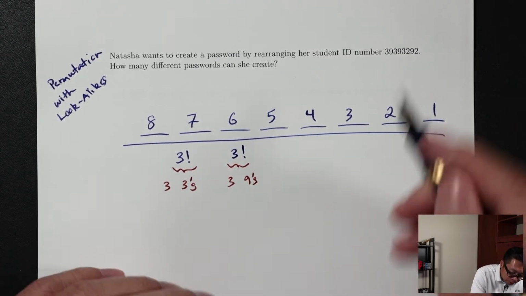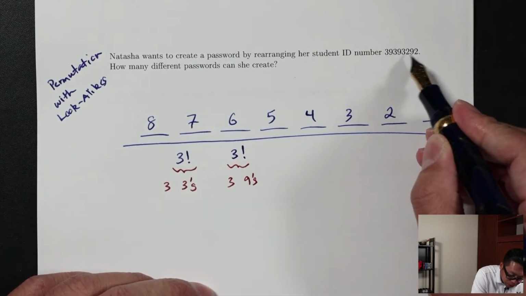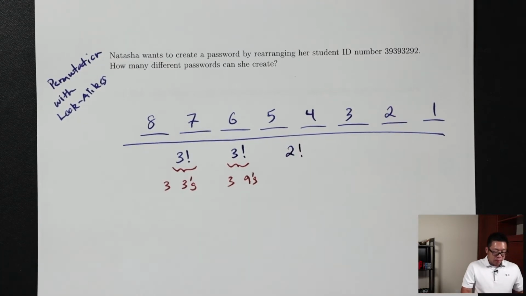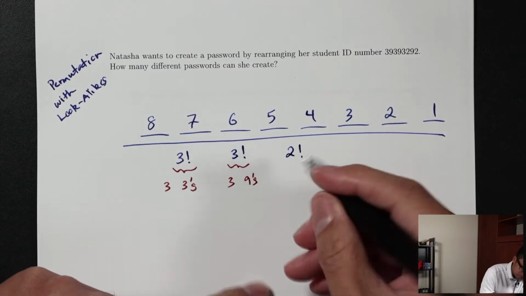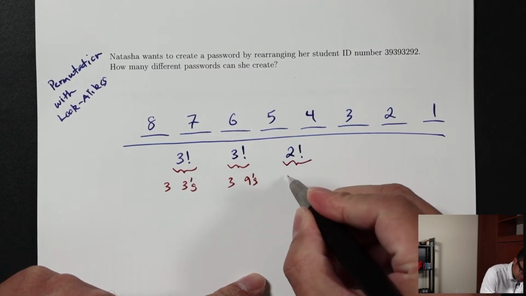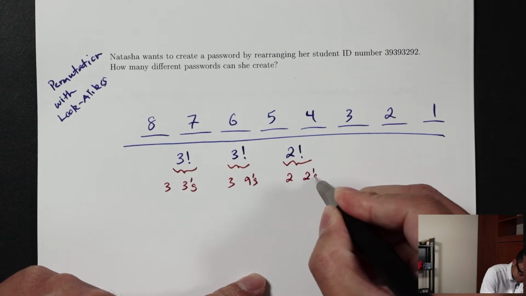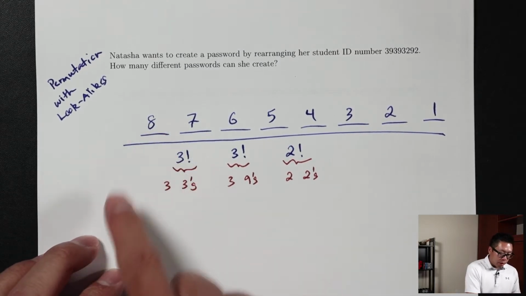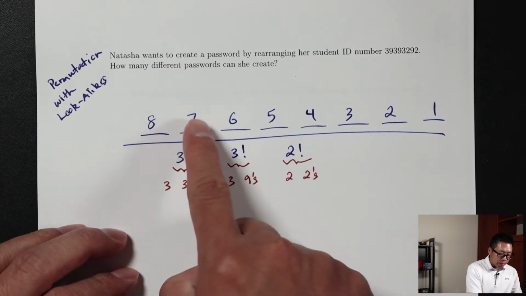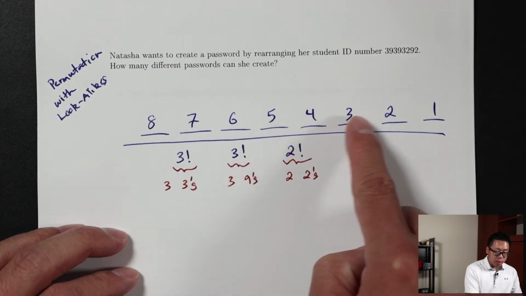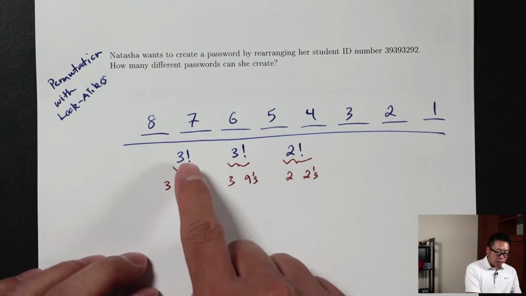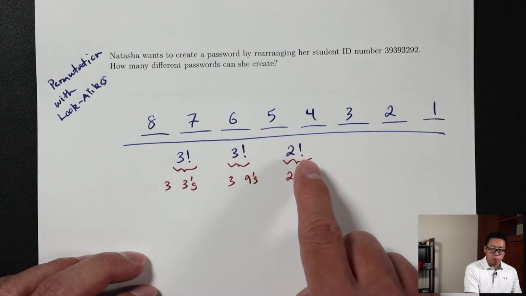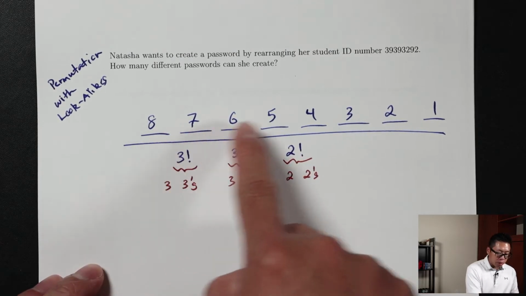And then I also have a 2 that is repeated twice. So that's a 2 factorial. And we're going to divide by 2 factorial. This is because of the 2 2s. And the way you enter this is as a fraction on top, 8 times 7 times 6 times 5 times 4 times 3 times 2 times 1. On the bottom, 3 exclamation mark times 3 exclamation mark times 3 exclamation mark. So don't forget the multiplications in between.